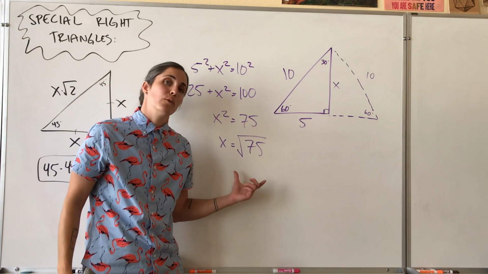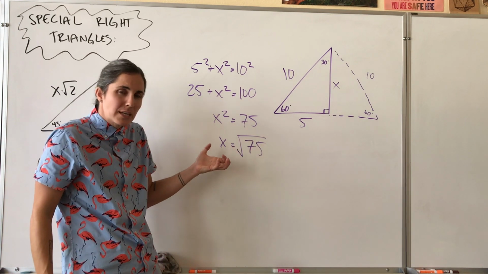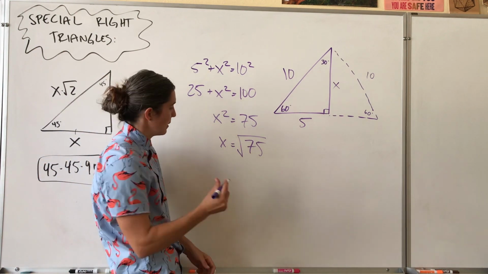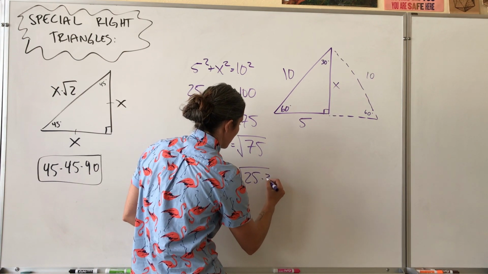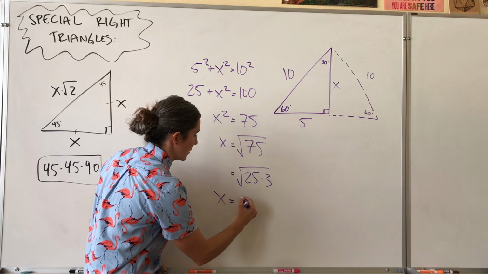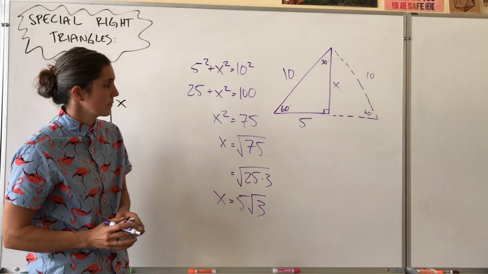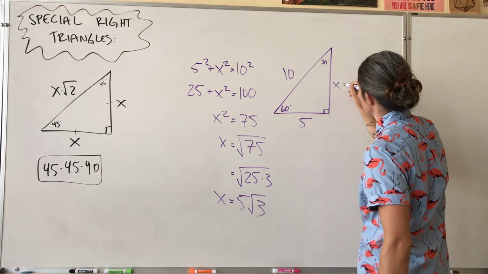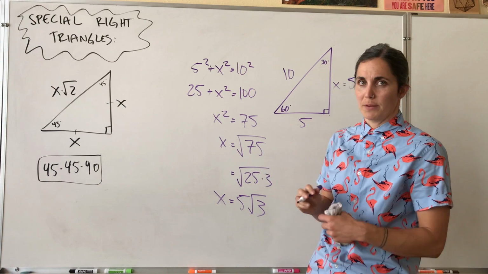x is the square root of 75. And just like we did before, we want to pull out any perfect squares. We can think of 75, think about your quarters. That is the same as 25 times 3. And we can then conclude that the square root of 25, we know, gives 5 root 3. So for this triangle, I can see that x would be 5 root 3.